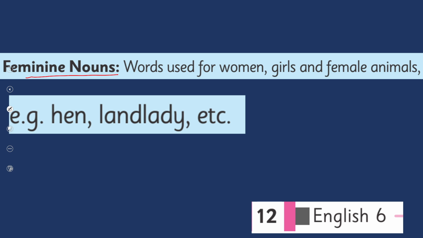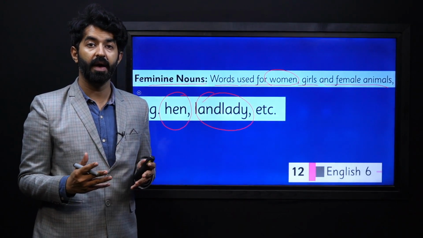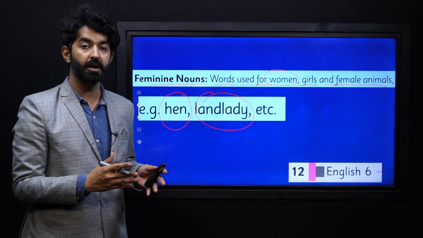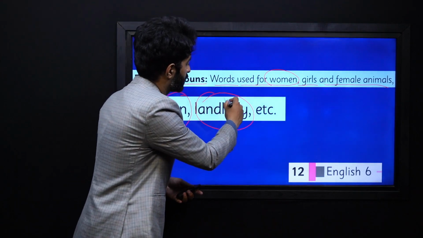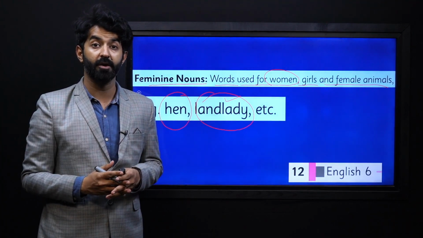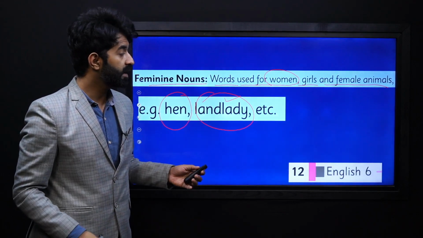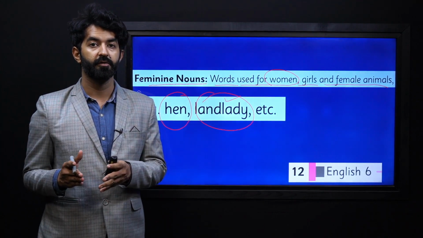Now, on page 12, we have feminine nouns. They are words used for women, girls, and female animals. For example, hen, landlady, etc. Hen is a feminine noun used for the female counterpart of rooster, and also landlady is the counterpart of the masculine noun landowner or landlord. So we can see that feminine nouns are used with both animals and females.